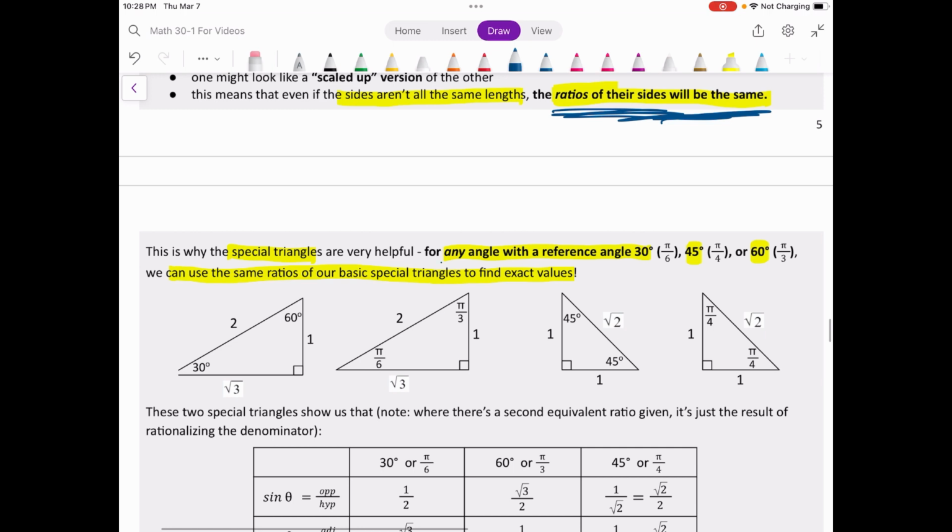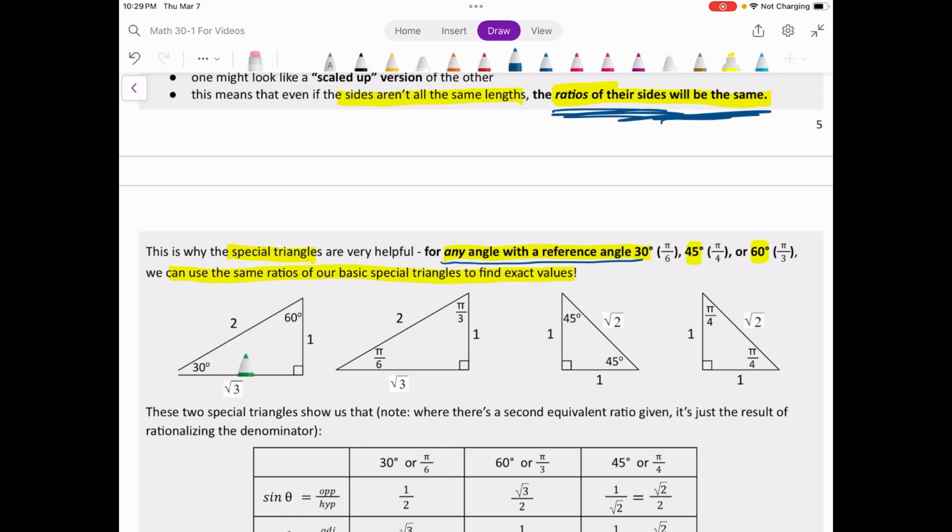So if any angle has a reference angle of 30, 45, or 60, if we can draw this triangle or this triangle, we can think about the ratio for that angle, right? Isn't that amazing? Because if it has a reference angle of 30, even though the side lengths might be different, the ratio of the side lengths will be the same because it's essentially the same as this triangle.